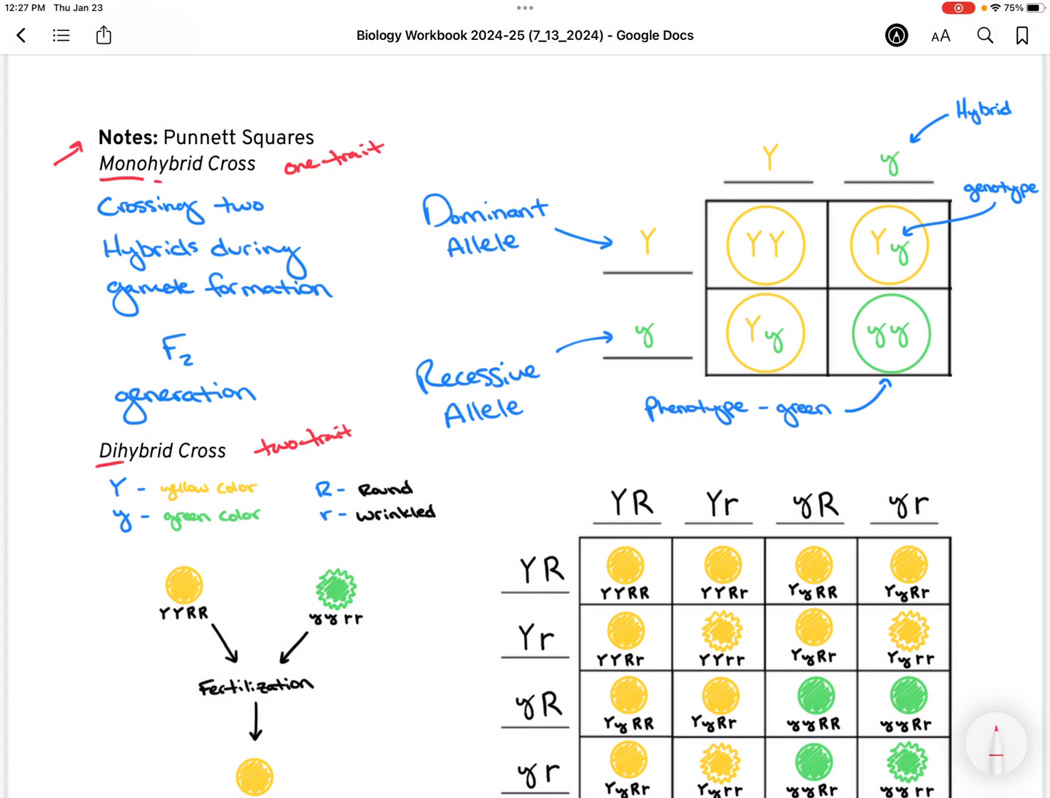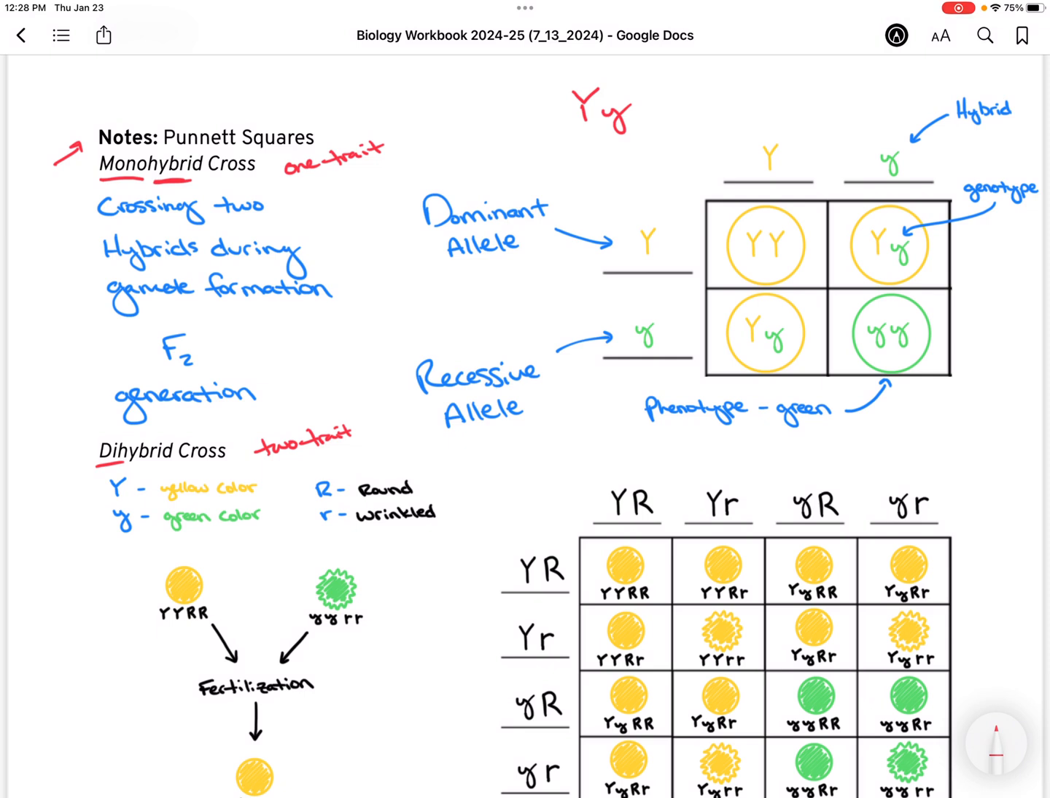Now, if we say monohybrid, this is the single characteristic. Big Y represents the dominant form of the gene, and lowercase represents the recessive form of a gene. We call these alleles, which are different variations of a gene. In seed color, yellow is the dominant trait. So capital Y is going to represent yellow, and lowercase y is going to represent the recessive trait of green.